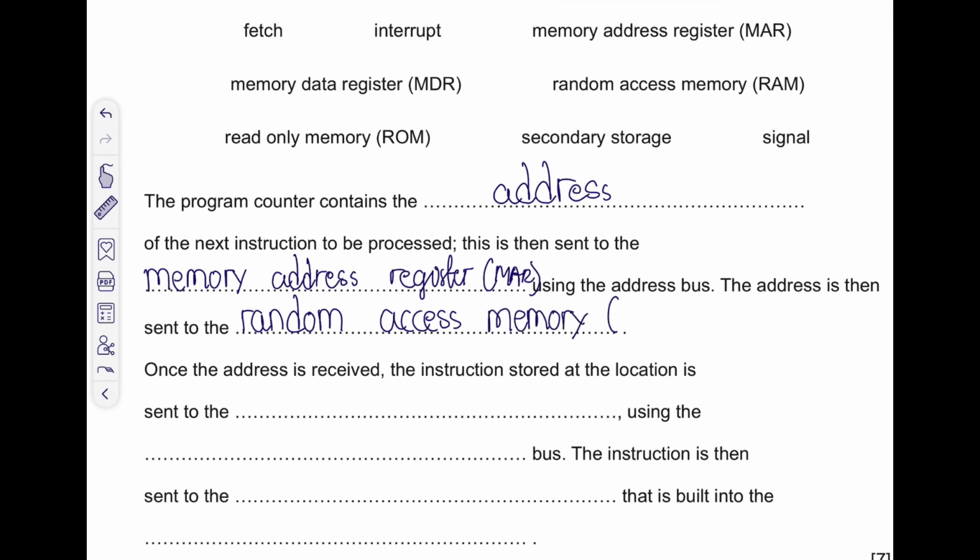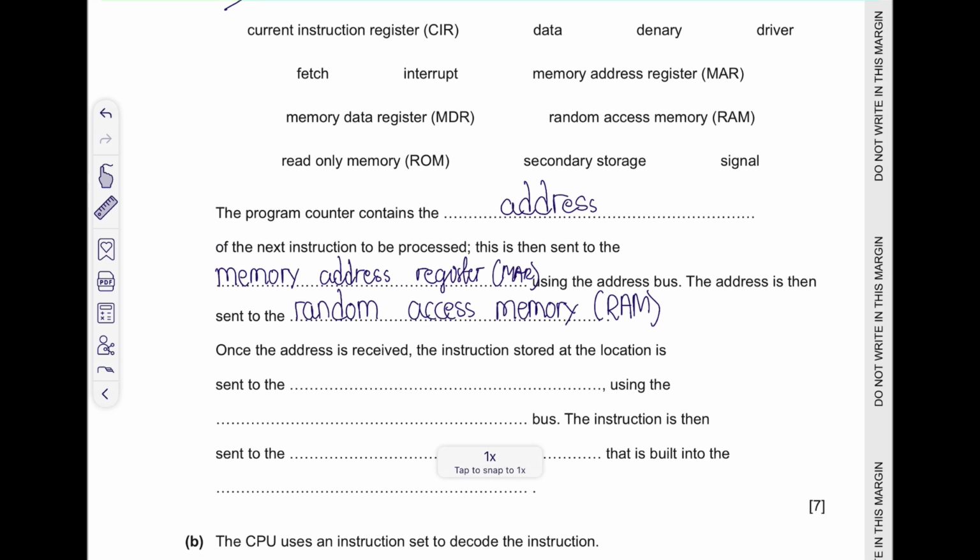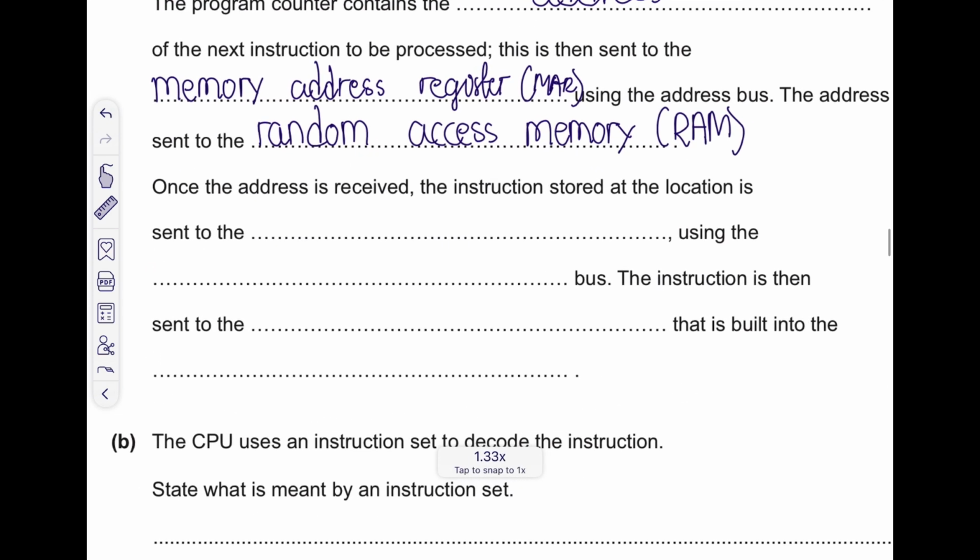Alright, now why is this important? This is important so that you can basically extract the data that is stored on this memory address in your computer's memory. Once the address is received, the instruction is stored and is sent to the memory data register. The memory data register will store the instruction, the data that you're currently working with, or that has currently been read or written to.